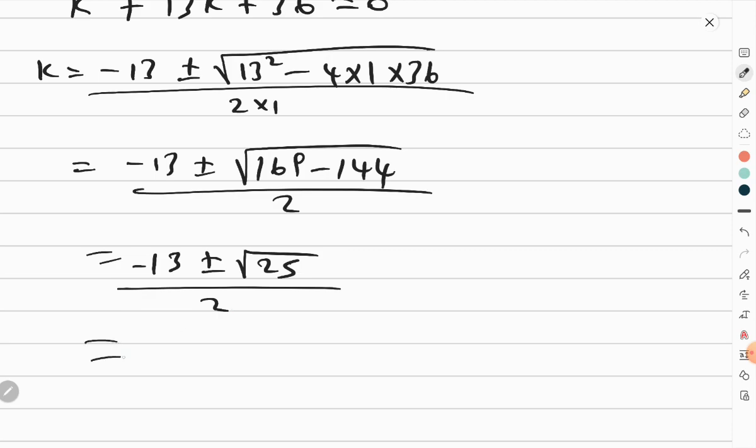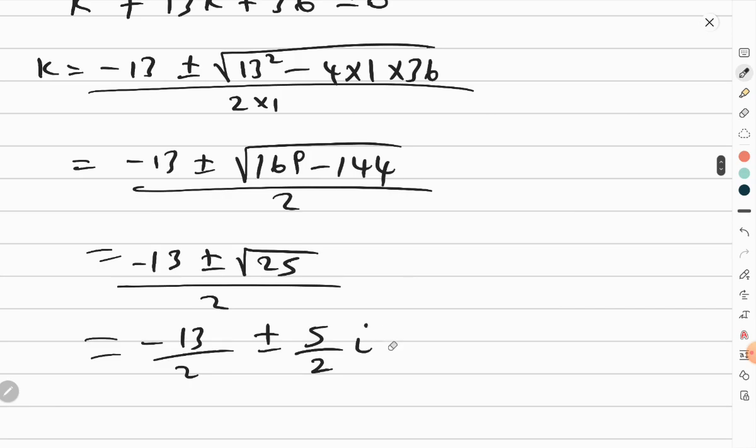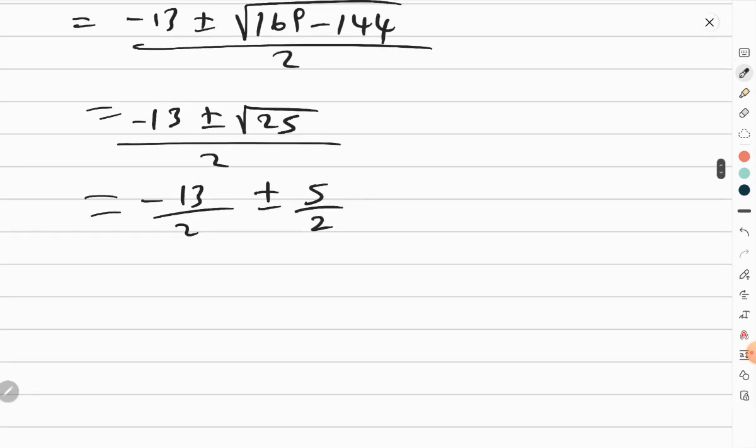So that's it. Then the idea is we have negative 13 over 2, plus or minus the square root of 25, which is 5, therefore 5 over 2. But is there an i here? The idea is 169 minus 144. We just don't have i here because 25 is positive. So we just have this.